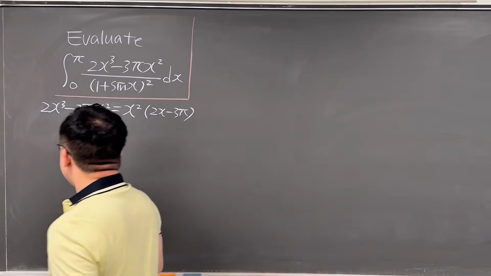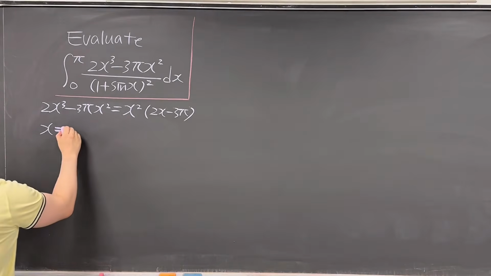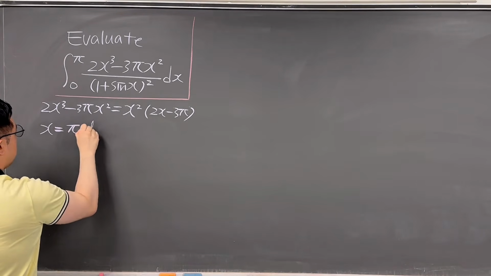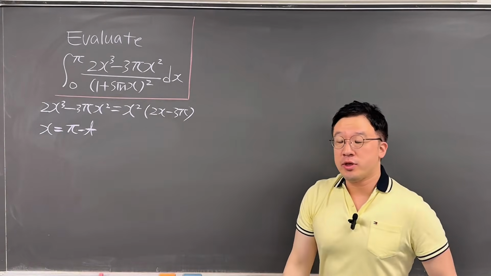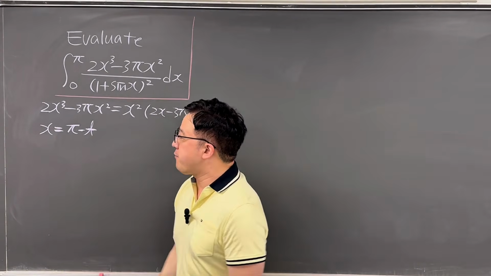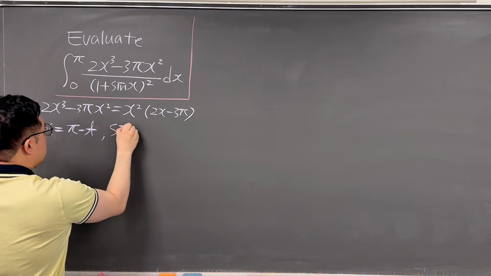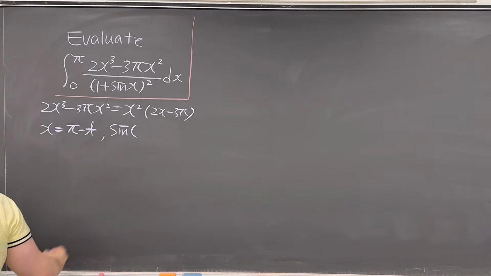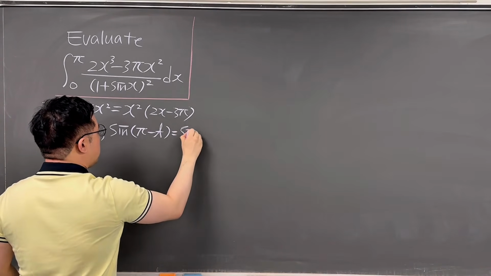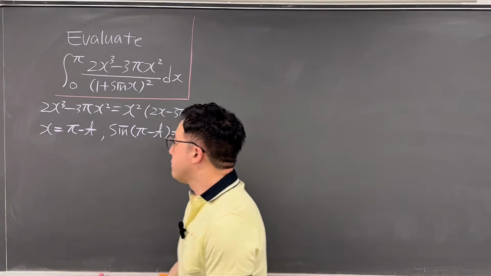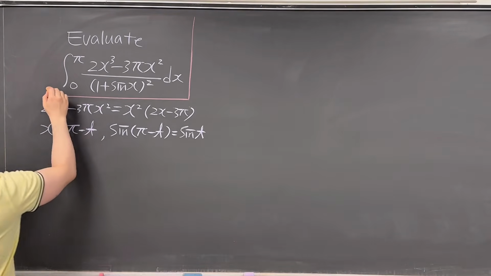So let me just make a substitution. Let me call x now pi minus t. Then the lower bound and the upper bound don't really change. It is from 0 to pi after reversing it, right? At the same time, we can use the fact that sine of (pi minus t) is just the same as sine of t. So let me just call this integral I.